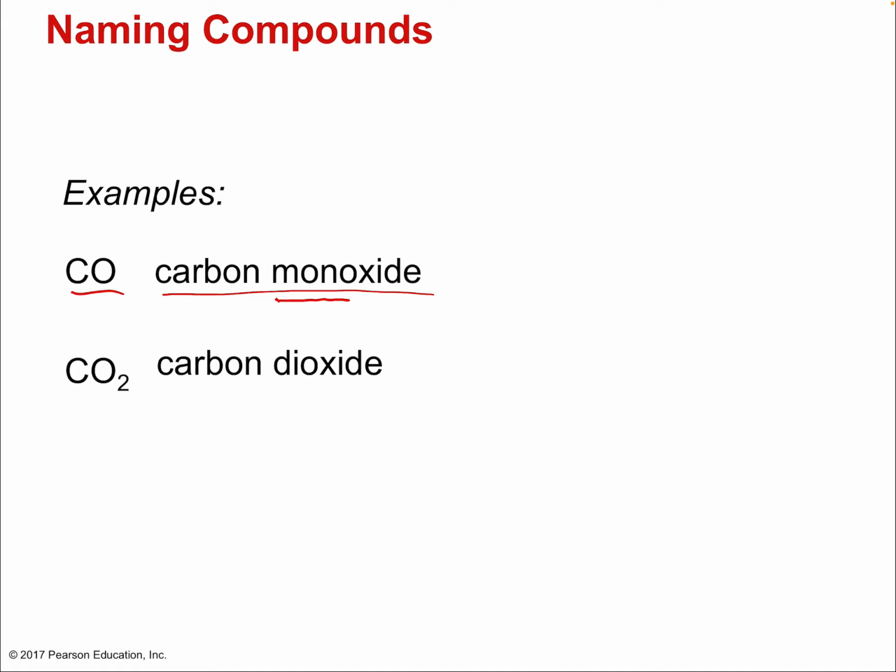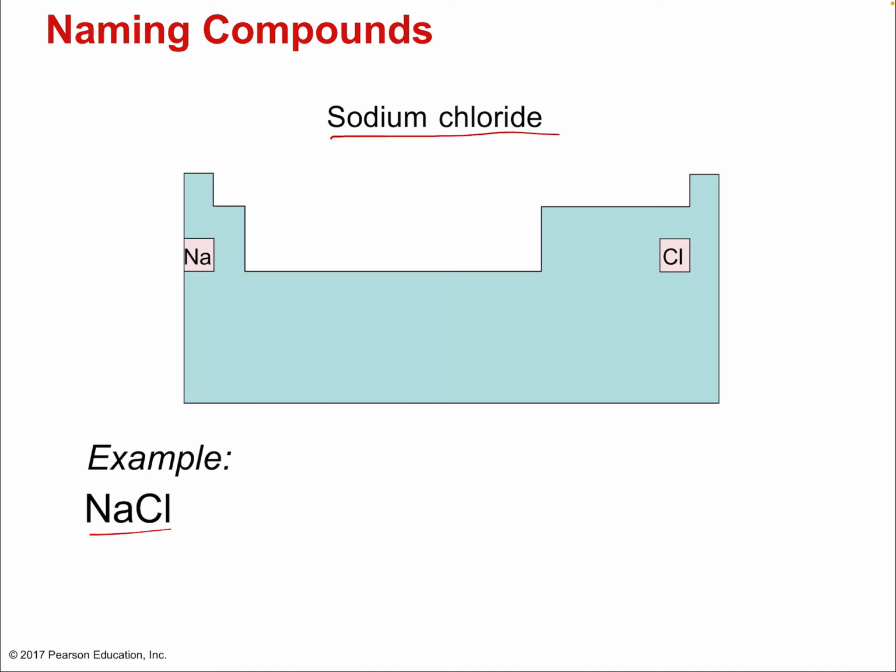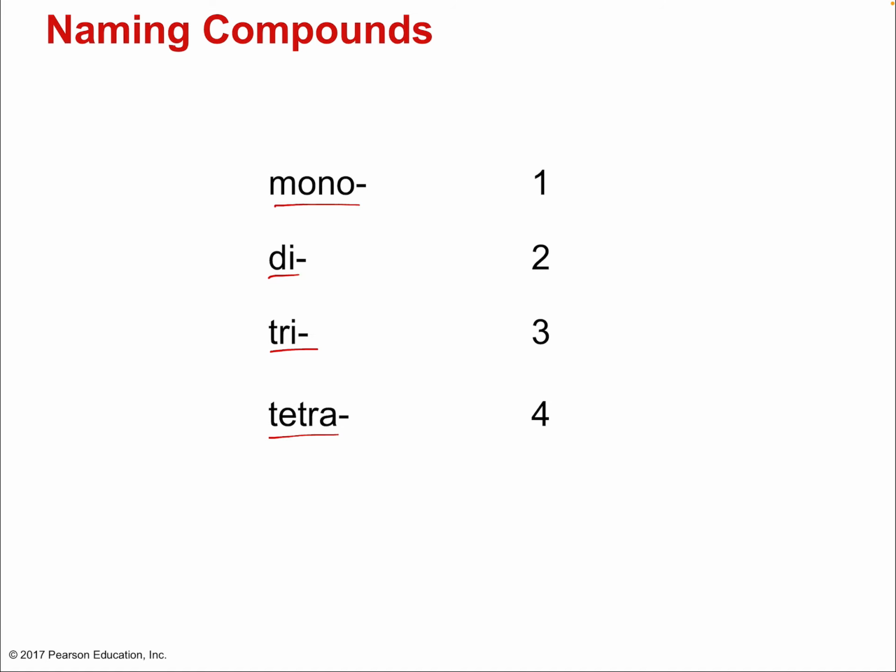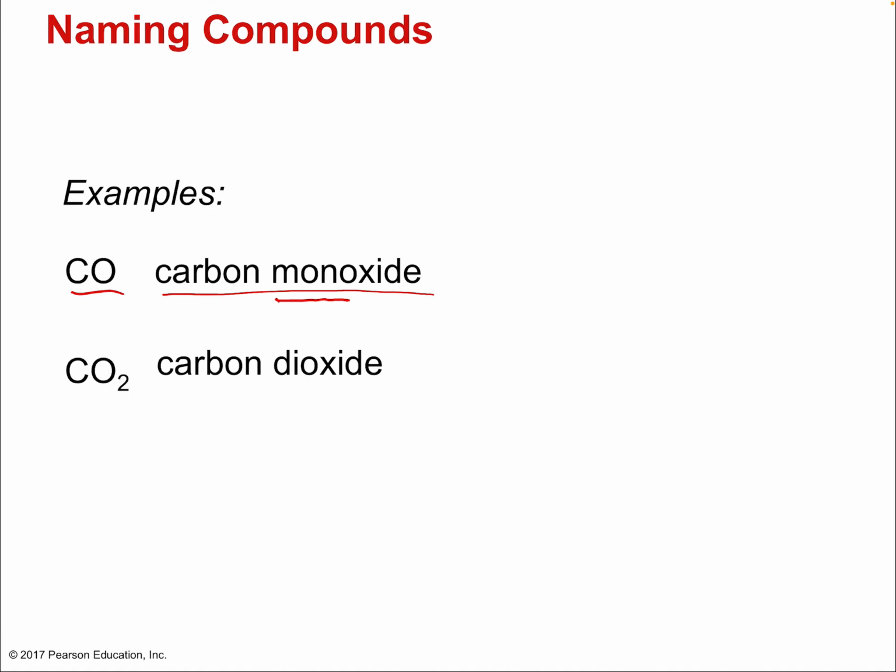Again, notice we did not call it sodium monochloride. We could, but that would be unnecessary because there's no such thing as sodium dichloride. But since there is such a thing as carbon dioxide, there we go, we've got carbon monoxide. And di just means two, two versus one, and the number refers to the atom that follows the prefix.